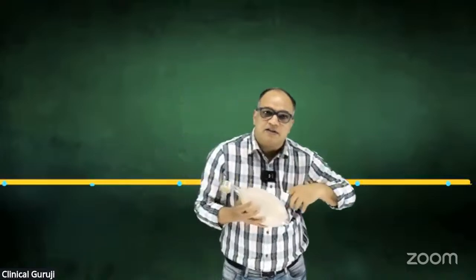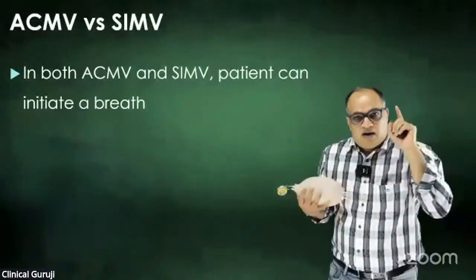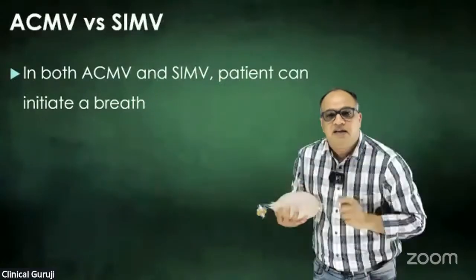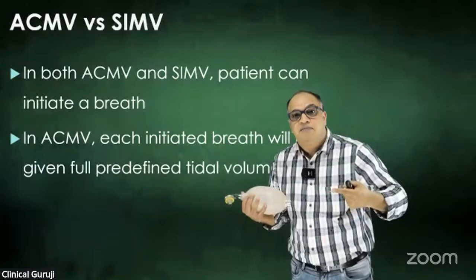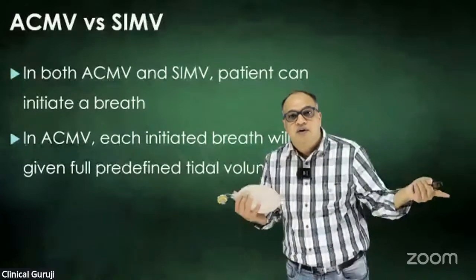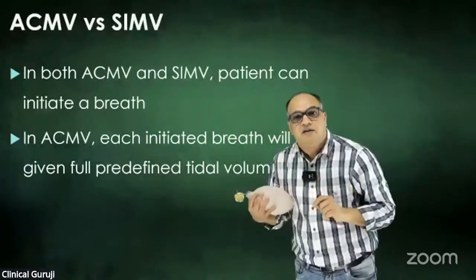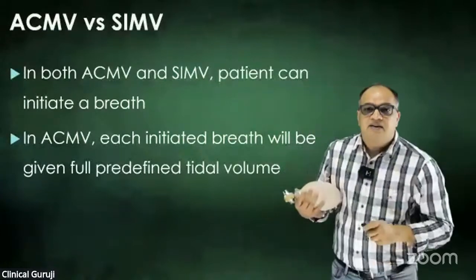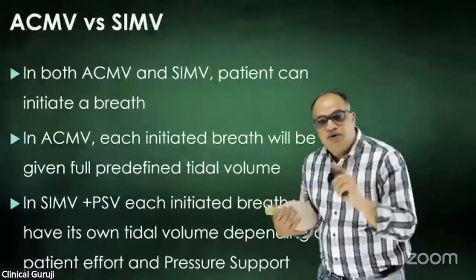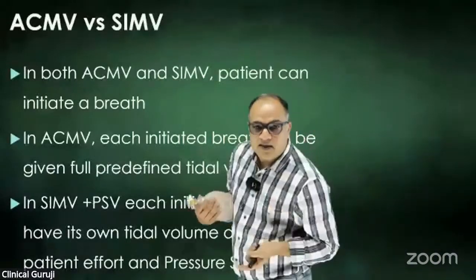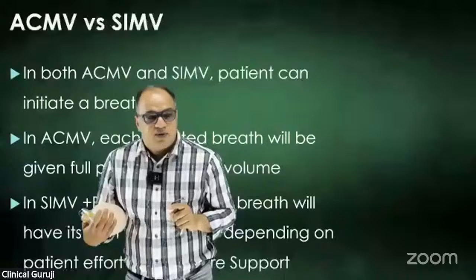So what is the difference between ACMV and SIMV? In both ACMV and SIMV, the patient can initiate a breath. But in ACMV, as soon as the patient initiates a breath, the ventilator takes over and gives a fixed 500 tidal volume. In SIMV, each initiated breath will have its own tidal volume depending on patient effort and pressure support.